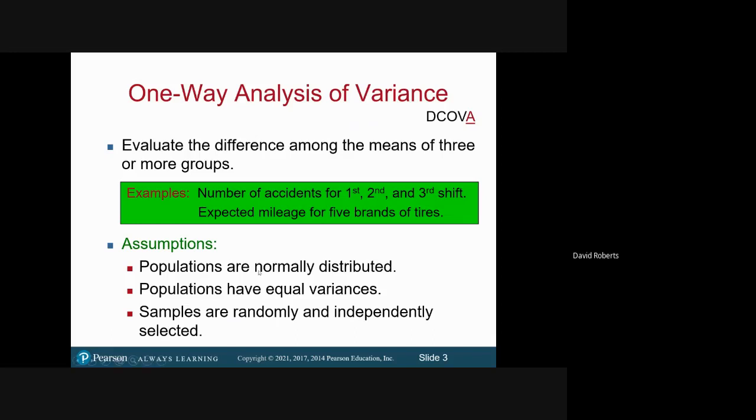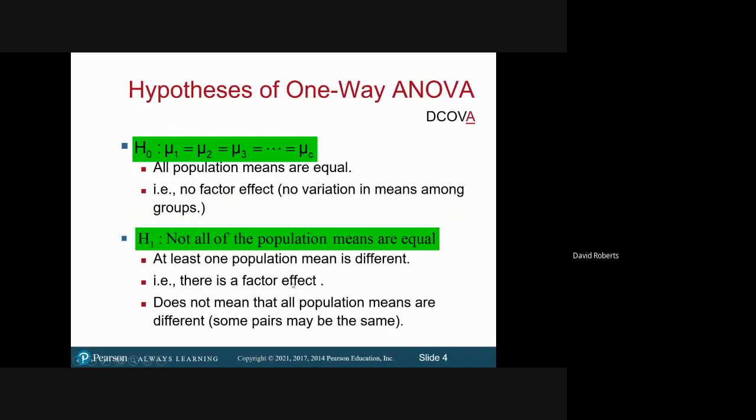We have an assumption that populations are normally distributed, populations have equal variances, and the samples are random and independent from each other. All stuff that we've taken before. So what we're testing in this case is whether the mean for the first population, the second population, the third, on and on, are equal or not. So it just expands what we were doing before.